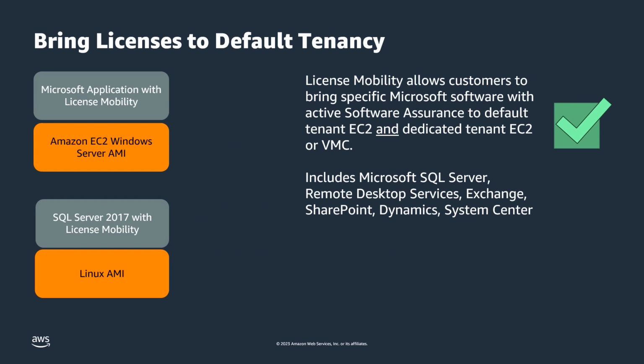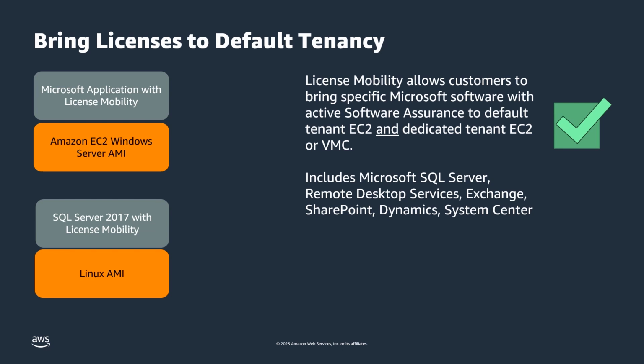When customers bring licenses to AWS, they will always bring and install their own software. When they bring the licenses to default tenant environments, they'll start out with an Amazon machine image, and they will install their software on top of that Amazon machine image, which we often refer to as AMI for short. With the release of SQL 2017, the option to bring SQL to Linux became available. So if customers can identify an option to move to Linux instead of Windows Server, that's another great way to reduce cost.